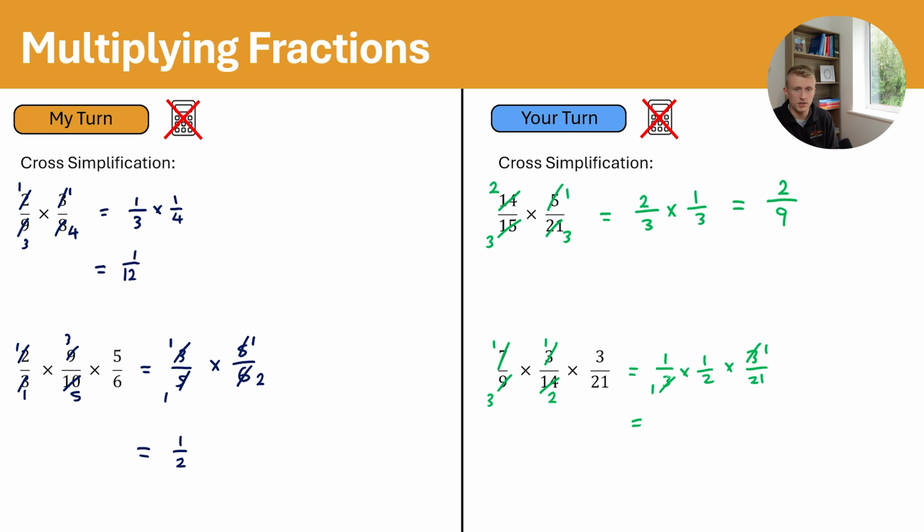This fraction 1 over 1 is just 1, so I'm not going to rewrite that. I have a half multiplied by 1 over 21, like this. I'm then going to multiply my numerators. 1 multiplied by 1 is 1, and 2 multiplied by 21 is 42.